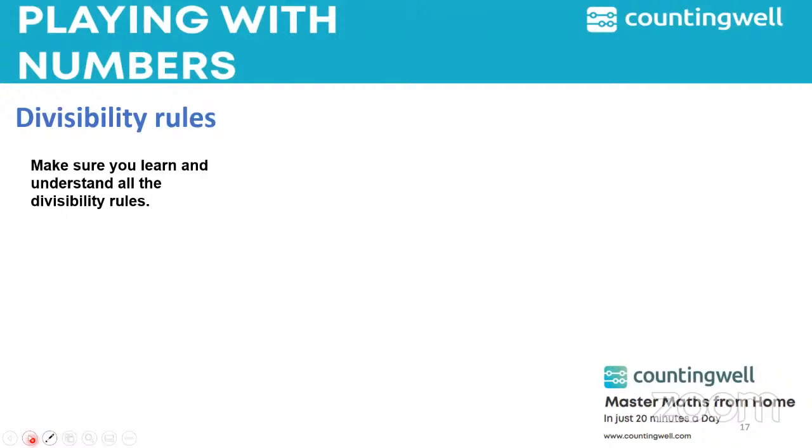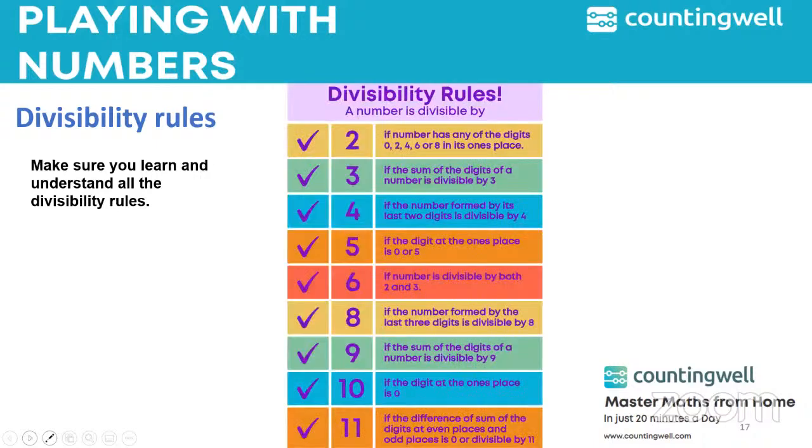Now let us see some of the tricks for the chapter Playing with Numbers. The only trick to make the calculation faster is to learn and understand all the divisibility rules for 2, 3, 4, 5, 6, 8, 9, 10 and 11. Numbers ending with 0, 2, 4, 6 or 8 are the numbers divisible by 2. If the sum of digits of a number is divisible by 3, then the number is divisible by 3 and so on.